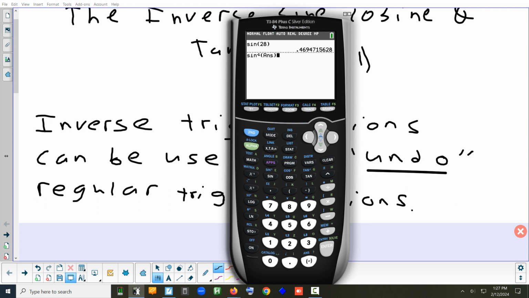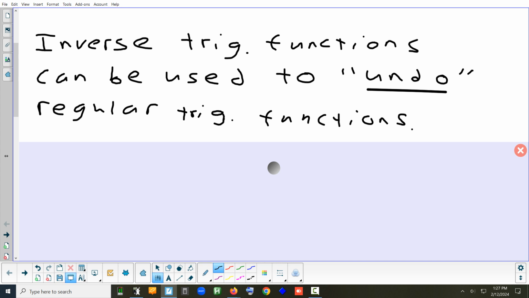So when I hit enter, what do you think I'm going to get? 28. Yeah, I'm going to get 28, because it's going to change it back. It's kind of like if you took a number and squared it, and then you wanted to undo that, you take the square root. Same idea here. If you take the sine of a number and you want to undo what you just did, we use what's called inverse sine.